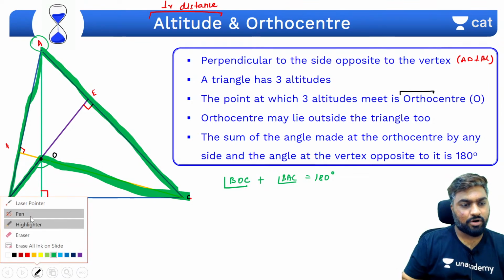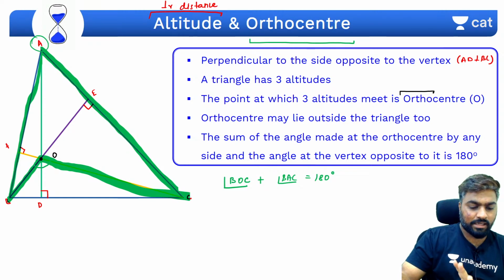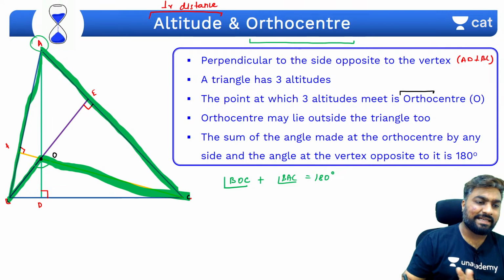Yes, so this is the property of altitude orthocenter. Any doubts here guys? कोई डाउट नहीं है ना? तो यहाँ पे क्या है? 90 डिग्रीज बनते हैं. That's it. Opposite side में 90 डिग्रीज बनते हैं.